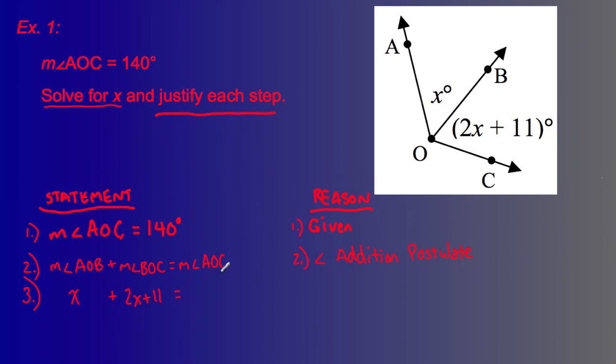And what do we know about the measure of angle AOC? Well, we're given that the measure of angle AOC is 140, so we can substitute 140 in for the measure of angle AOC. And what's our reason? Well, it's the substitution property.